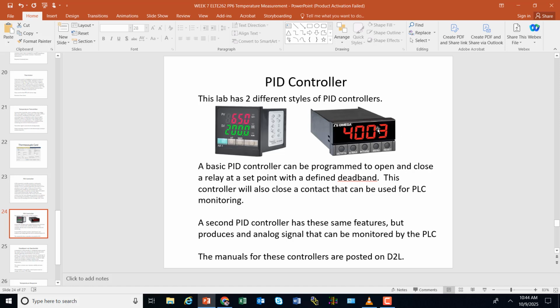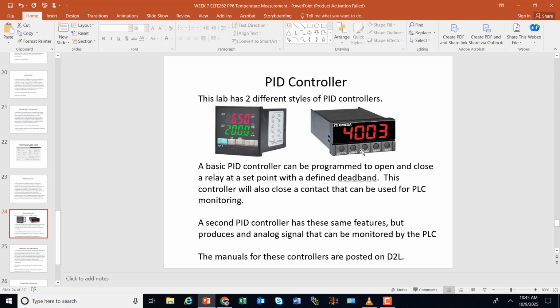So what this is going to do is just a monitoring contact, but more importantly, what this one does here is we can wire the analog signal back into the PLC. So whatever this is reading, 4003, we can wire that back into the PLC, and the PLC will get the temperature. Okay, so you know there's different ways to do it.